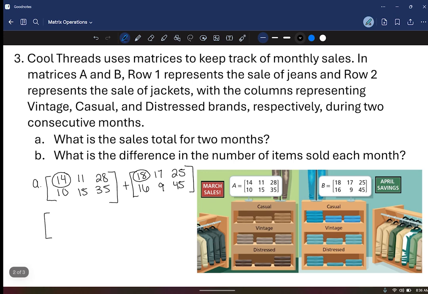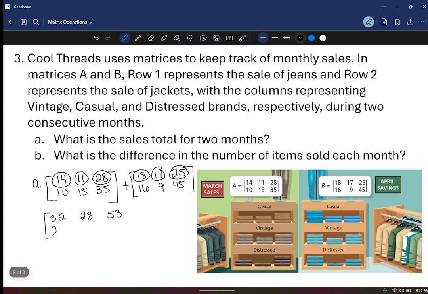All right, so 14 and 18, we're going to add those together. That makes 32. Then we add together 11 and 17. That gives us 28. 28 plus 25, that gives me 53. And you want to make sure that you leave some space in between.